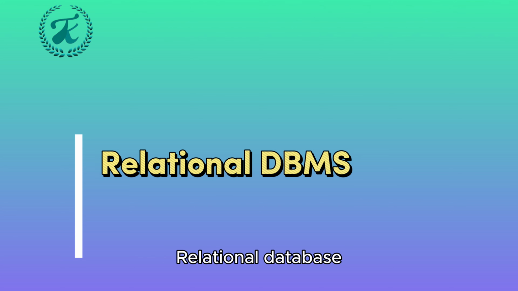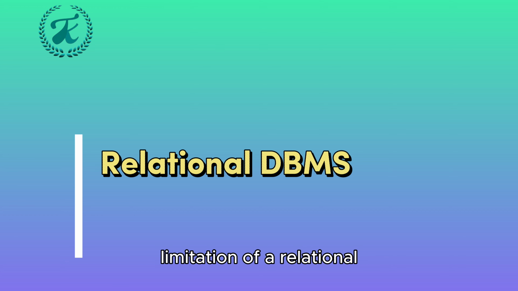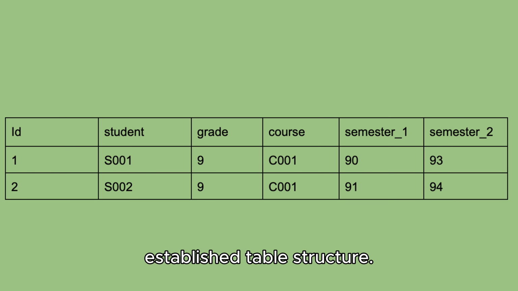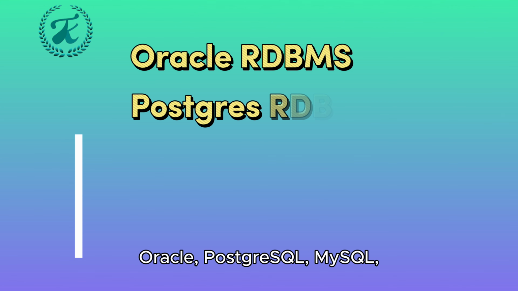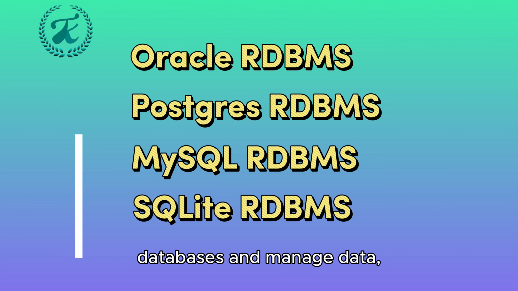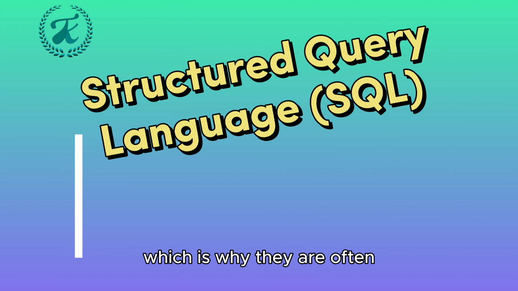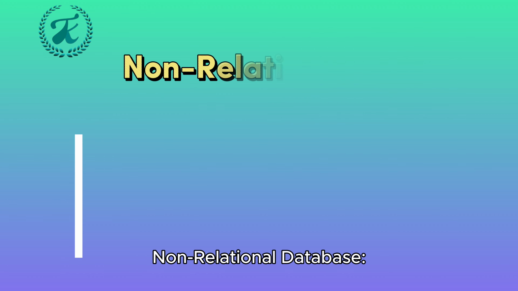Relational database. A relational database organizes data into tables made up of rows and columns. However, one significant limitation of a relational database is its fixed schema, meaning that all records must adhere to the established table structure. Some of the most popular relational database management systems include Oracle, PostgreSQL, MySQL, and SQL Server. To interact with these databases and manage data, you'll need to learn structured query language, which is why they are often referred to as SQL databases.